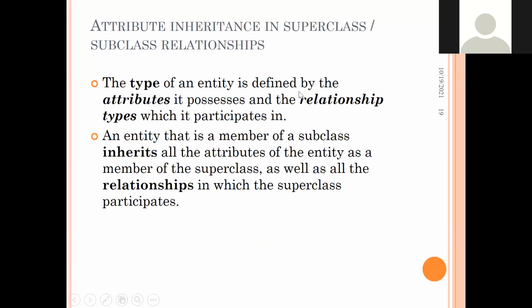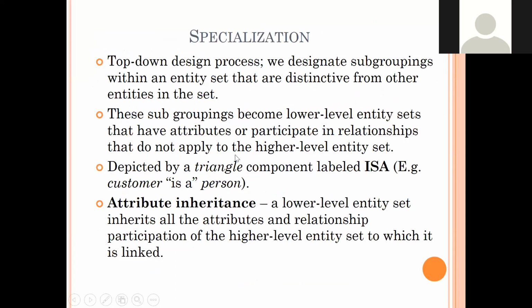So the type of an entity is defined by the attributes and the relationship type. What happens in subclasses is that they inherit the relationships and the attributes that I have explained. A specialization is a top-down design process, like how I was explaining the top-down design approach. So you start off with the high-level entities, and then you incrementally add the low-level entities. Here, I said that EER is the one that represents inheritance.